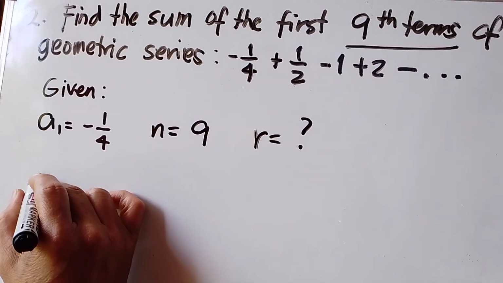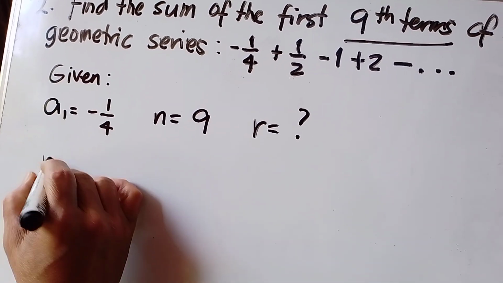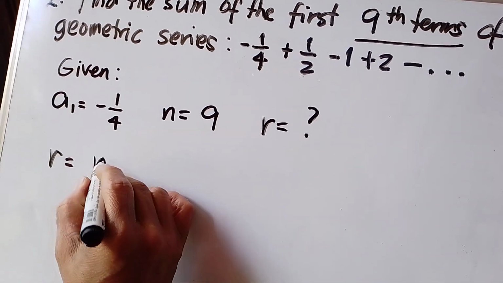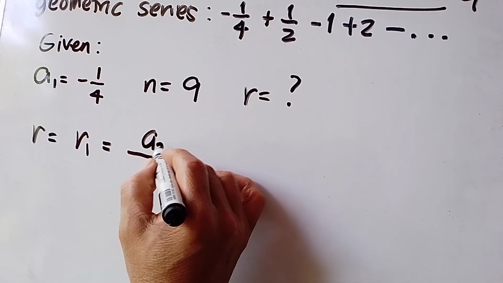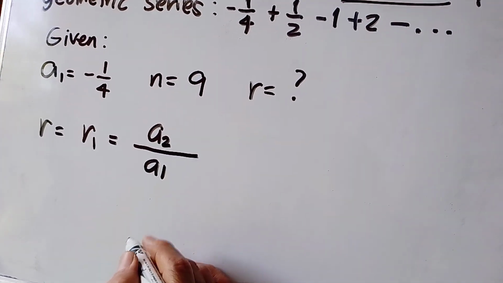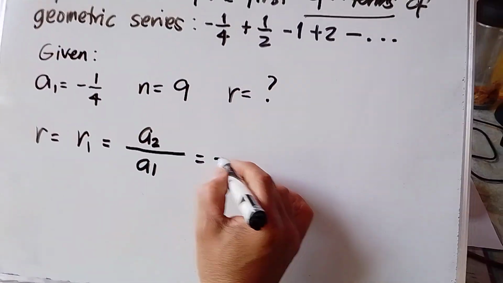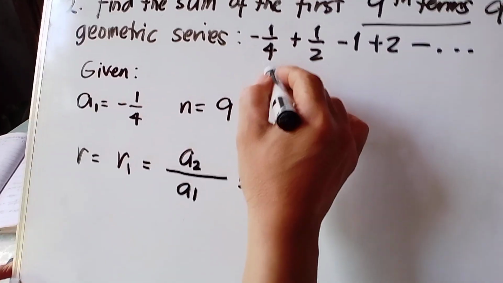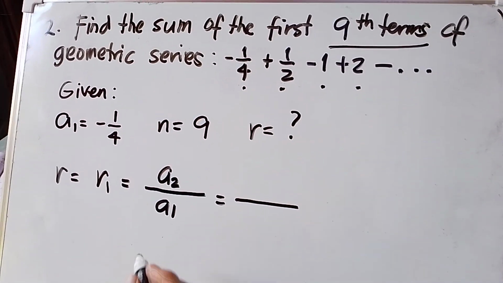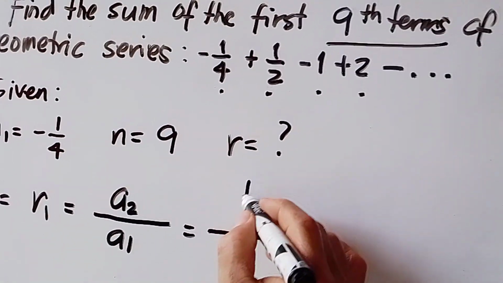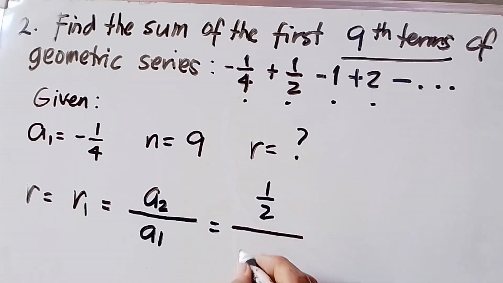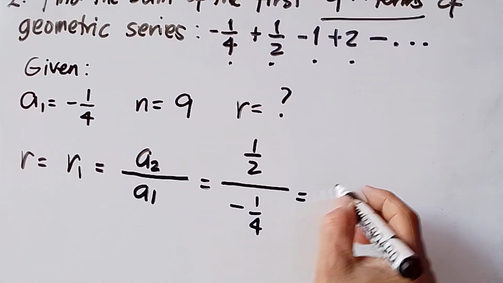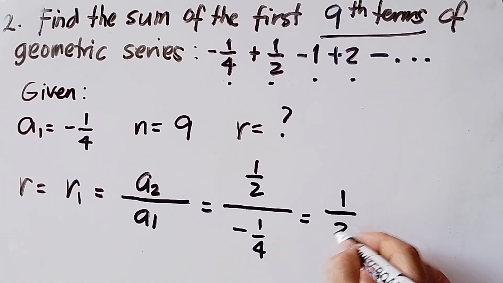To get the common ratio, R is equal to A2 over A1. So, what is A2 over A1? This is A1, A2, A3, A4. So, A2 will be 1 over 2, and then A1 is negative 1 over 4. To solve this one, just write 1 over 2.